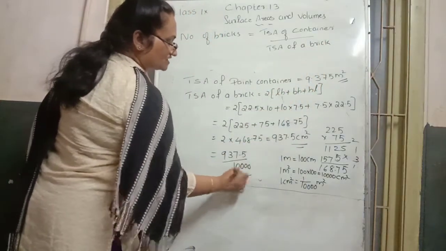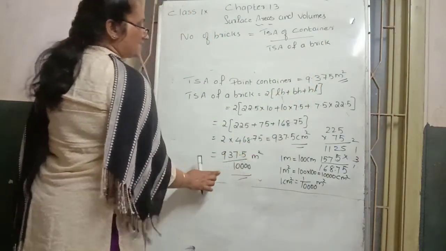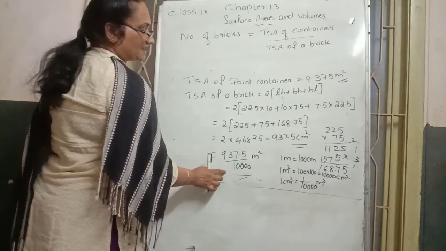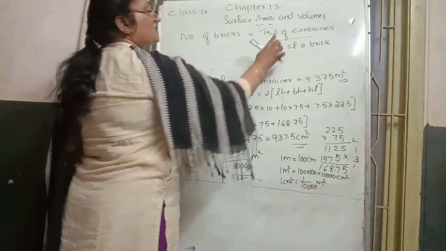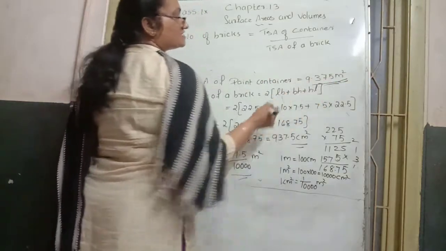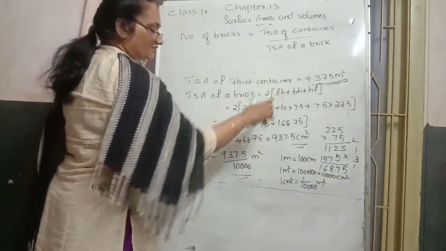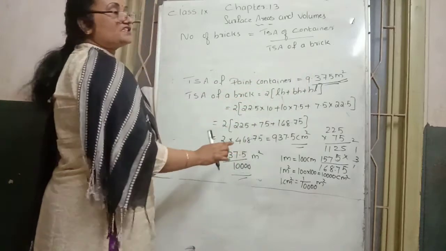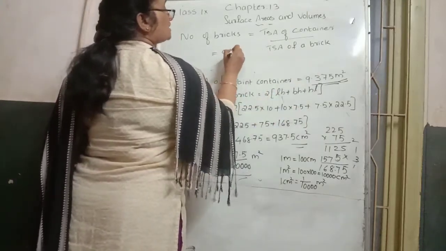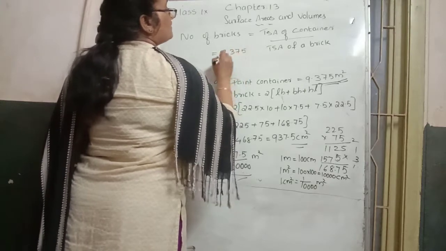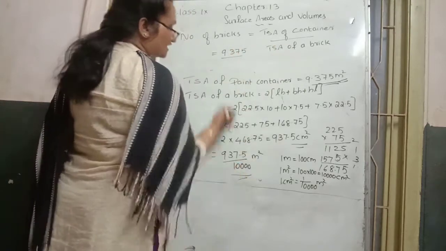TSA, how much do we have? This much area for the brick case. The brick area becomes 937.5 by 10,000. Then the TSA of the container is 9.375. Both are now in meters. So we can substitute the values: TSA of container 9.375 divided by TSA of a brick.